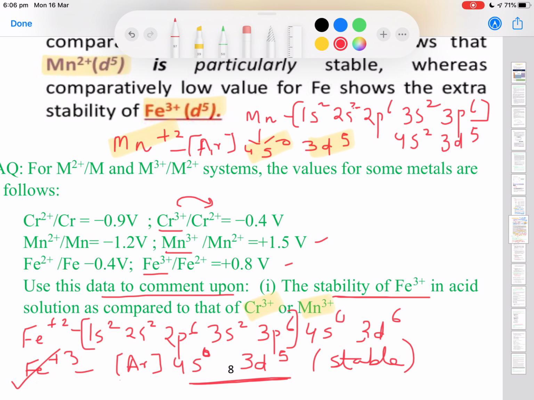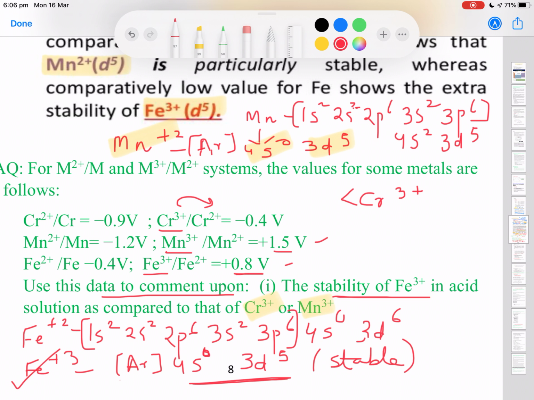So is chromium 3 plus state stable? Yes, because it's the higher state. It dislikes to reduce itself to plus 2 state. Therefore, chromium 3 plus state is the most stable state amongst these. Now next, we have to make a choice between these two, manganese 3 plus and ferric 3 plus. Now obviously ferric 3 plus has a lower value of reduction potential than Mn3 plus.